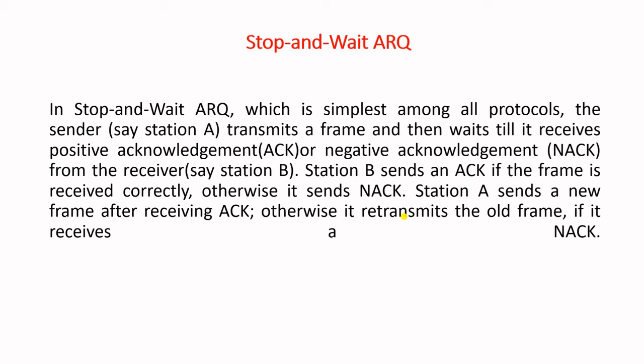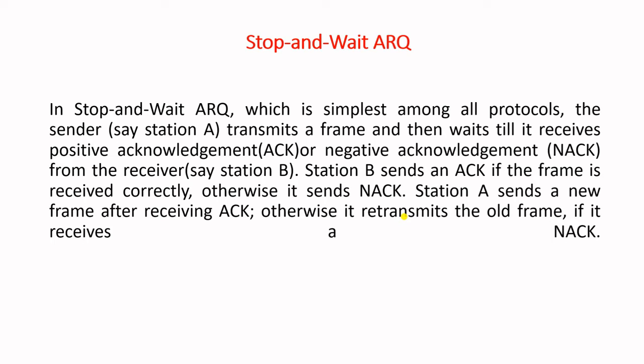Now, stop and wait ARQ. Stop and wait ARQ is the simplest among the three protocols. The sender, say station A, transmits a frame. Why do we use a frame? Because we are working on the data link layer. Station A transmits a frame and then waits till it receives a positive acknowledgement. There are two types of acknowledgement used in data communication: positive, for which we use ACK, and negative, for which we use NACK.